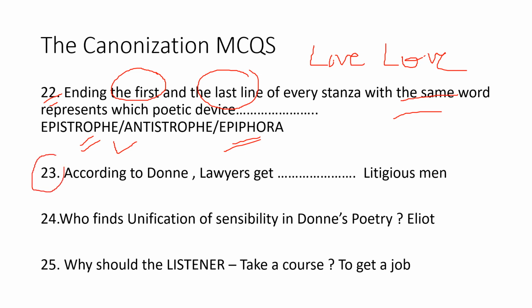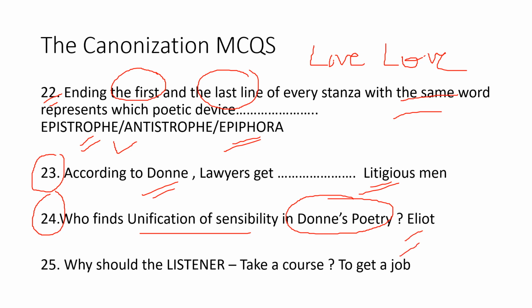Now next question. According to Donne, lawyers get dash. Lawyers get litigious men. It means they come to settle disputes. Now next question. Who finds unification of sensibility in Donne's poetry? It is none other than T.S. Eliot. Why should the listener take a course? He should take a course to fetch him a job, to get a job.